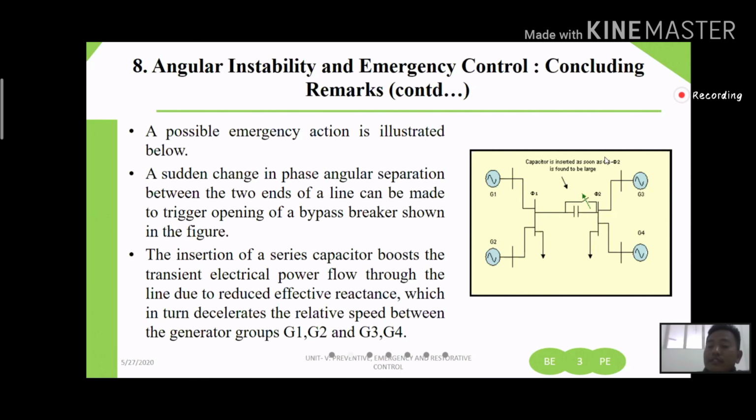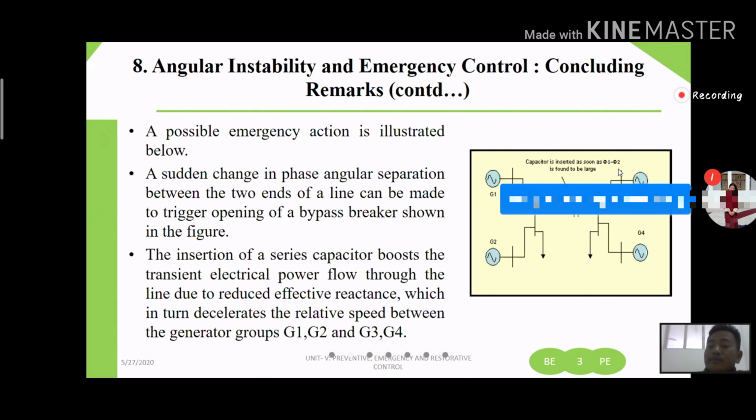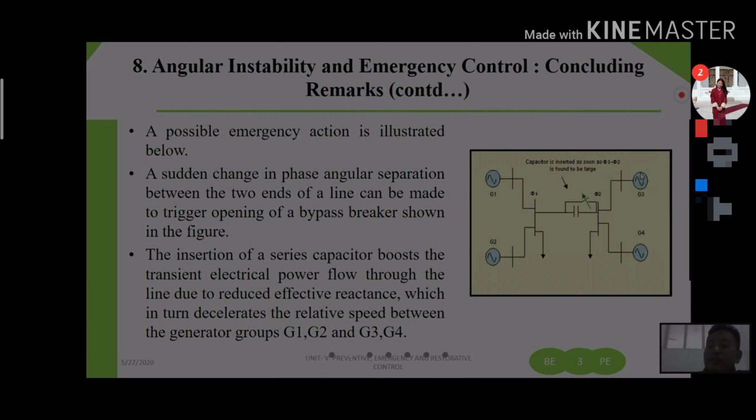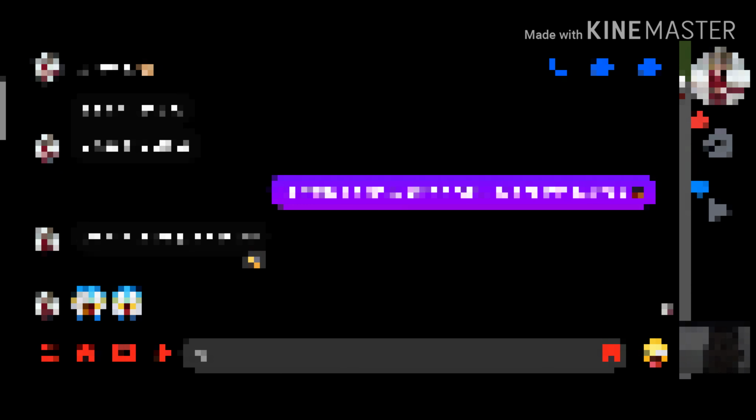But if you have not installed this, and you are not doing the manual one which I have explained earlier, then this phi 1 phi 2 difference, which we call the angular difference, will become larger and larger. When it becomes larger, your restoring torque will be negative.